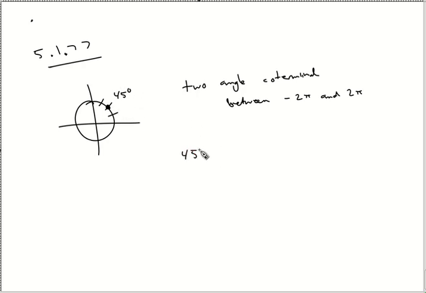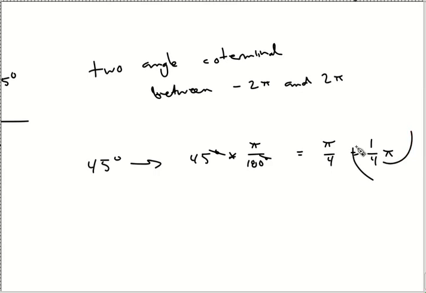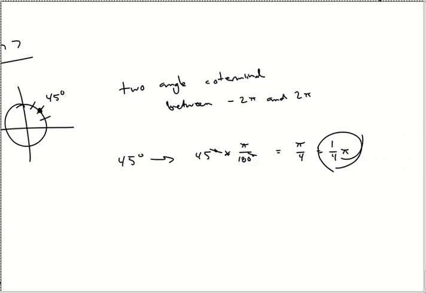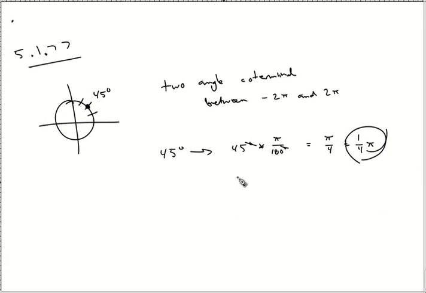First off, let's convert the 45 into radians. It's pretty simple. I'm going to multiply by pi over 180. The degree symbols cancel, multiplying all this stuff, pi over 4. Or in your calculator you got 1/4, so 1/4 pi. Either way, this is good. We're good there. No problems. So, okay, cool.